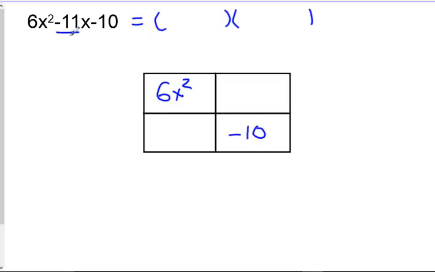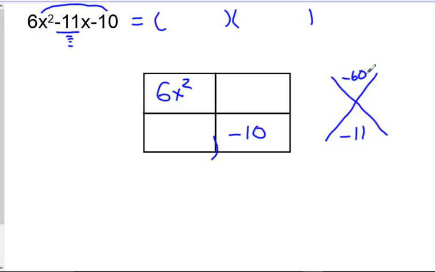But this negative 11x here needs to be written as the combination of these two boxes. And so, like we just mentioned, the numbers that are going to go in this box and this box are going to have to add up to negative 11x. And I also know that they're going to multiply to negative 60x squared. So I'm looking for two numbers that multiply to negative 60 and add to negative 11.